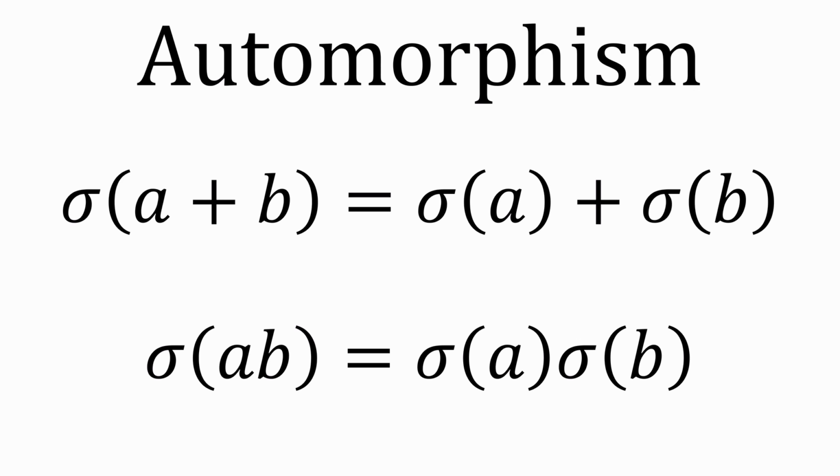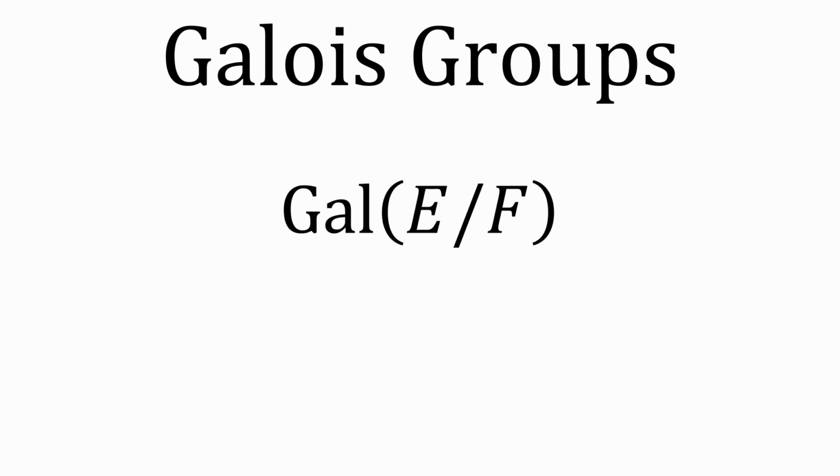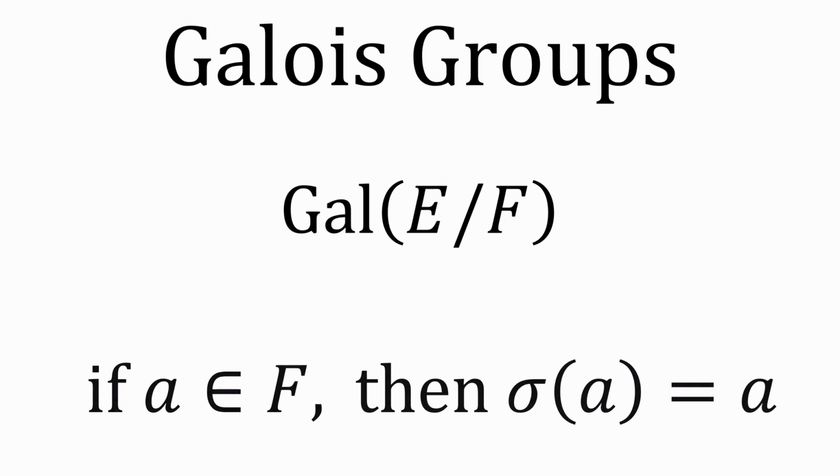Next, the central object of Galois theory, the Galois group. Galois groups are a way to link field extensions to groups. The Galois group of some field extension E over F is the set of all automorphisms on the field E, such that the elements in F remain unchanged. That is, if A is in the field F, then sigma of A equals A. So far, these might all seem like random definitions, but they all come together nicely with this next result.